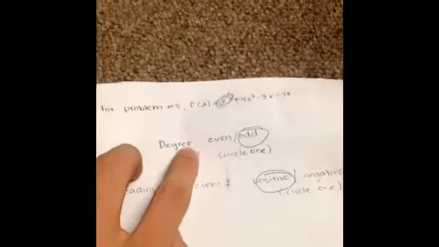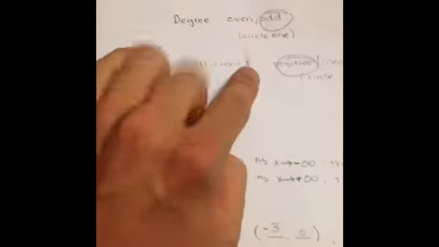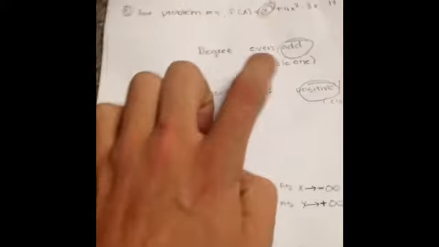For this one we're going to find the degree. We have to look at the exponent on the x and find that it's 3, so it's an odd number, so we circle odd. And the leading coefficient for this one is a 1, and it's positive. There's no negative in front of it, so it's positive.